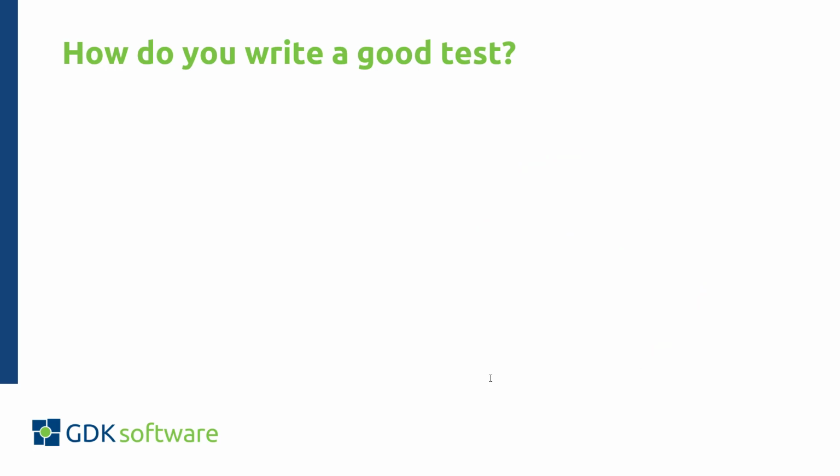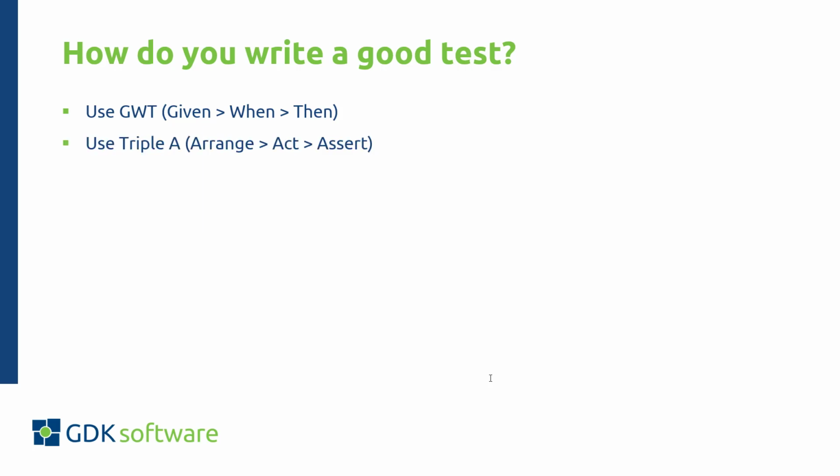But how do you write a good test? You can start with using the GWT approach, which is saying, okay, given the situation, when this or that, then I expect this outcome. It's also a good way to describe your procedure names for testing. And within the test, you can use the AAA approach. First, arrange everything you need for the test, then act, so you execute the code you want to test, and then you assert everything you want for that test.